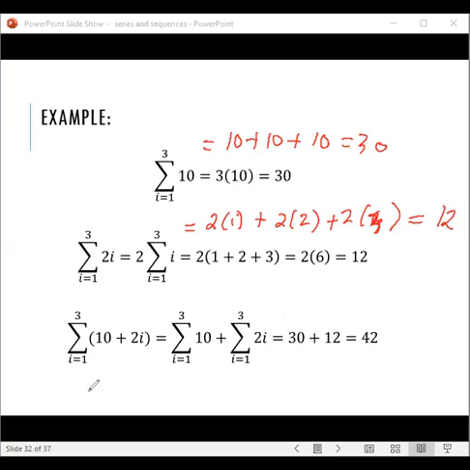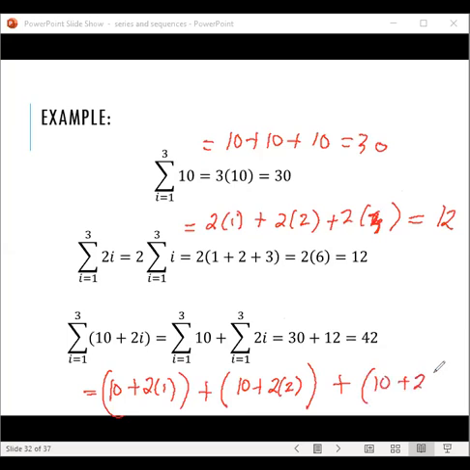This one, how do we write this using the definition? That would be 10 plus 2 times 1, plus 10 plus 2 times 2, plus 10 plus 2 times 3. That's the other way of writing this. Okay? And this is equal to 42. So in our module, you can just simply write it using the properties of sums, or you use the definition, whichever is comfortable for you.